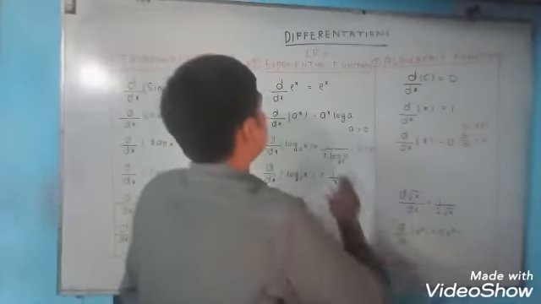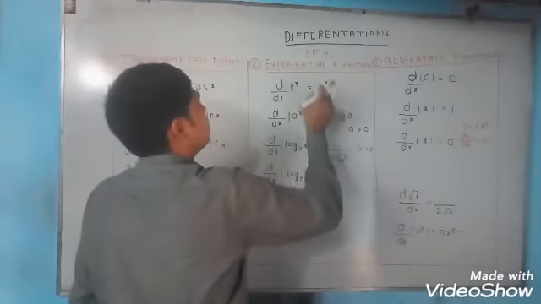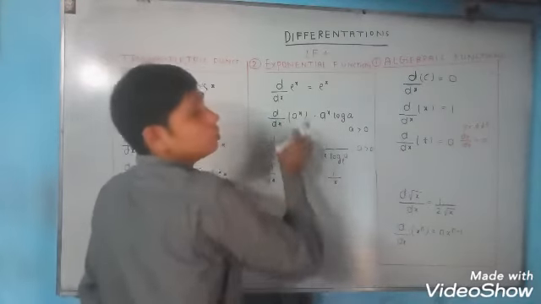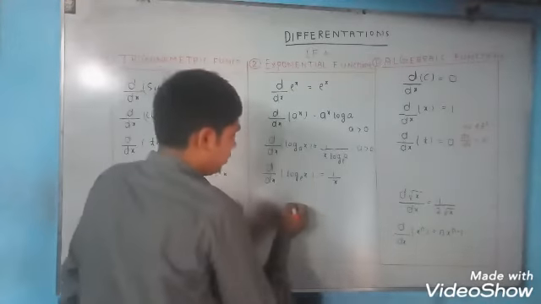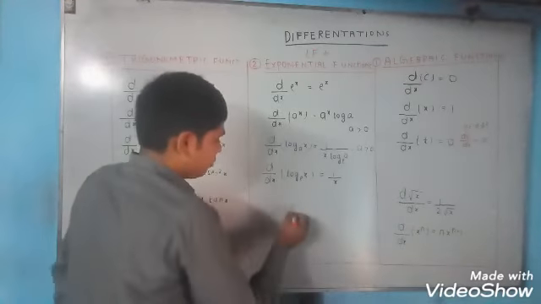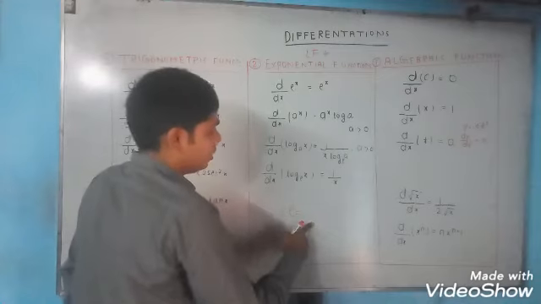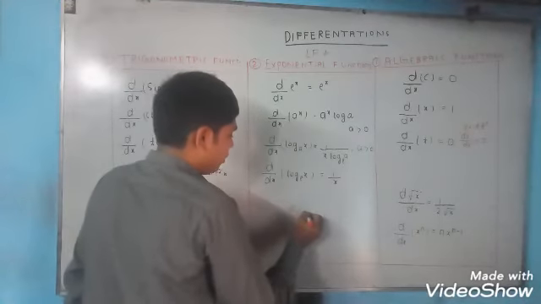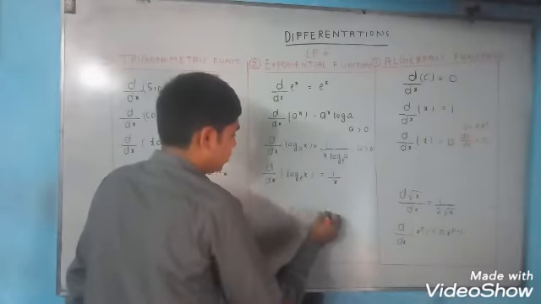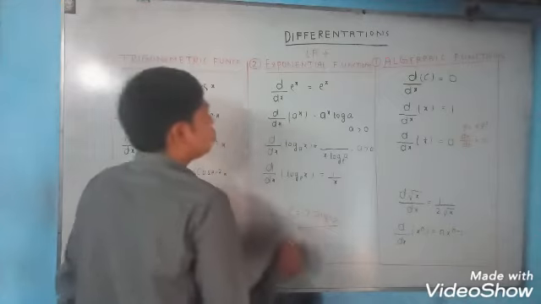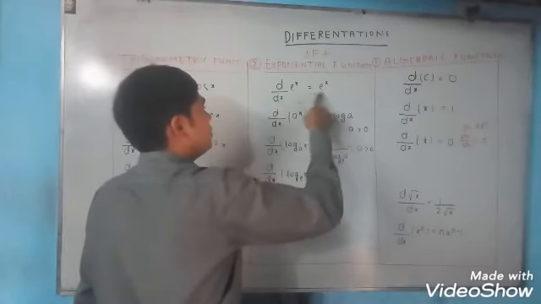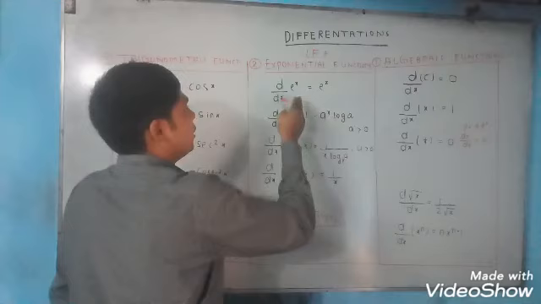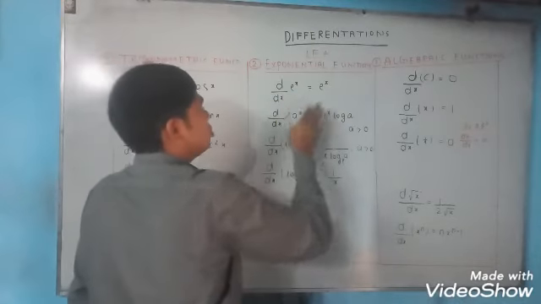Next, exponential function and logarithmic function. As you know, the exponential function is denoted by a small e, and e is an irrational number, and the value of e is 2.71828. So differentiation of e to the power x equals e to the power x, meaning the exponential term doesn't change.